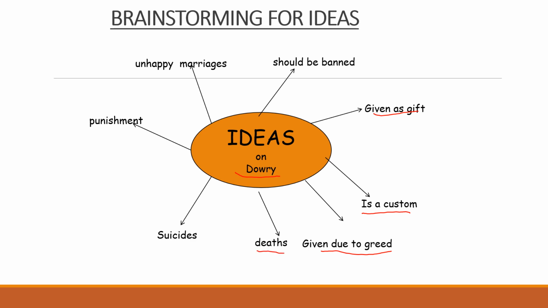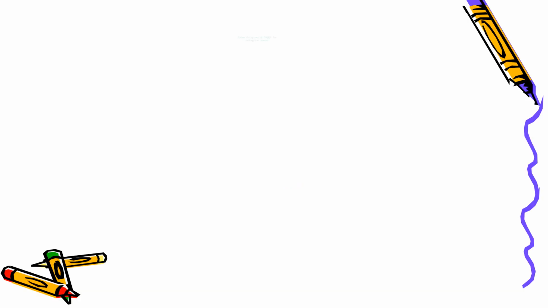But it causes death. It causes suicide. It should be really punished properly. Not only suicides and deaths are there, there are unhappy marriages, and definitely they should be banned. The moment ideas come in your mind, start jotting them down and make a kind of web chart. So when all these ideas have been jotted down by you in the rough space in your mind, then comes the next part.